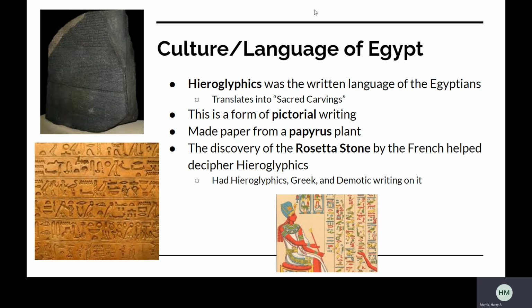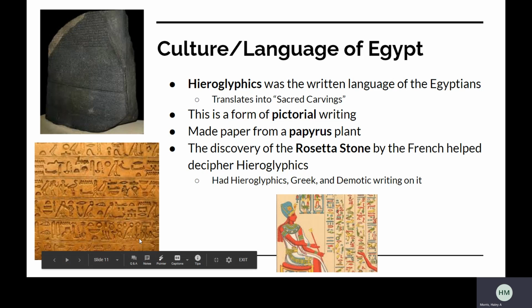The culture and language of Egypt. Hieroglyphics was the written language of the Egyptians, and this translates into sacred carvings. And so I just talked about how they would use images to tell stories, and hieroglyphics are images as well. This is a form of pictorial writing, which means it's a form of writing by using images, using pictures almost. And so you can see over here the hieroglyphics and how they look like images more than like letters as we would think of writing.